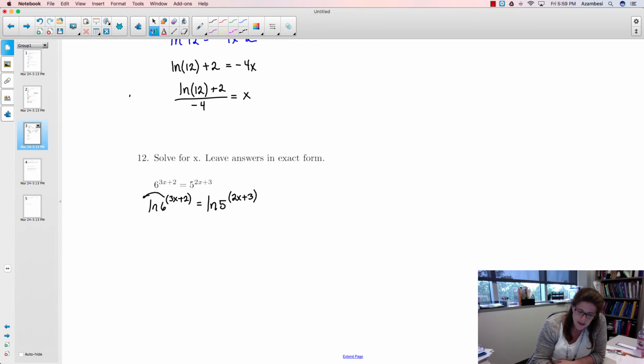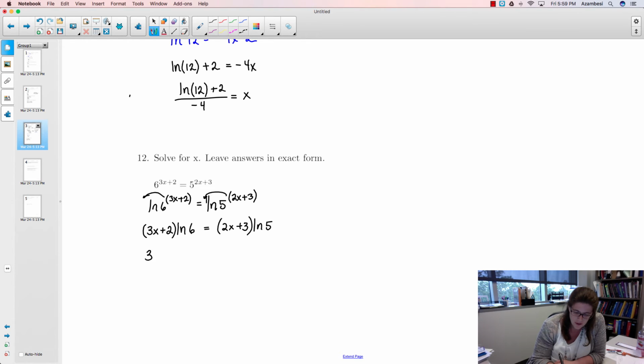Now the whole reason I did that is so that I can shift this power down to the front. Notice I put a parenthesis around the power, and that's because I need to remember to distribute, so I want to make sure that I don't mess that up. So (3x + 2) times the natural log of 6 is equal to (2x + 3) times the natural log of 5.